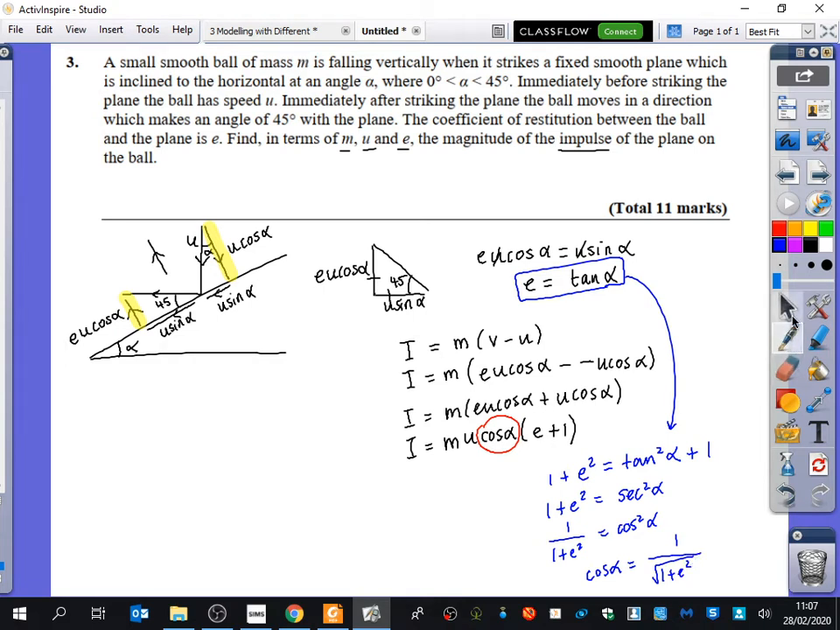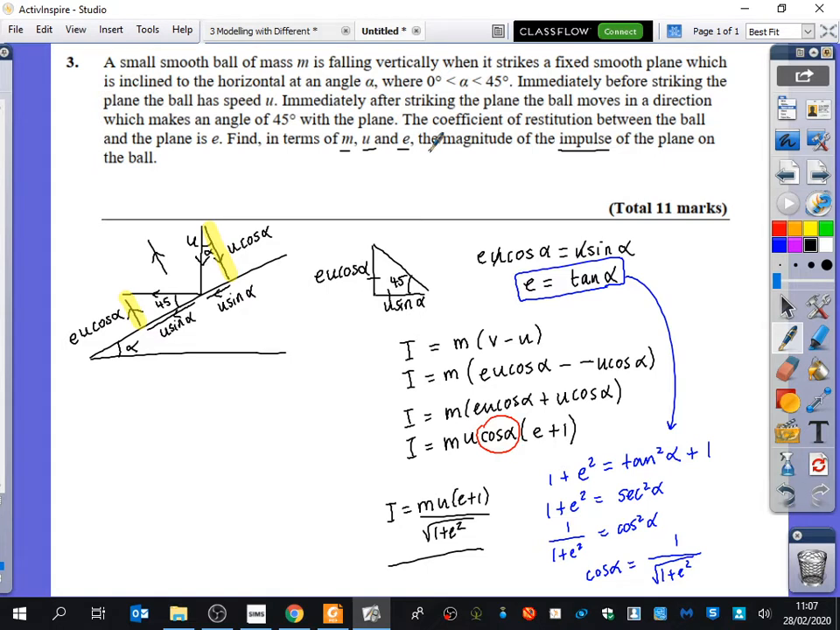So you then just sub that back in, and we can say that the impulse is mu(e+1), mu(e+1), all over the square root of 1 plus e squared, which I hope is what the answer was. I just read the question wrong. I got to this stage here, and I was like, oh my gosh, am I going to try and change this?